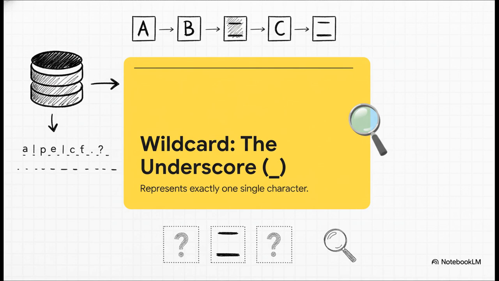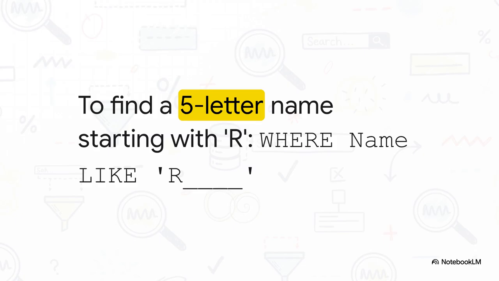Okay, on to our second wildcard, the underscore. Now, if the percent sign is all about flexibility, the underscore is all about precision. It's a placeholder for exactly 1 character. Not 0, not 2, it has to be 1 single character. So let's say we wanted to find a 5-letter name that starts with R, kind of like Ramesh in our example table. We could write our query to look like R underscore underscore underscore underscore. See that? It's the letter R followed by 4 underscores. Each underscore stands for one of those remaining 4 letters.